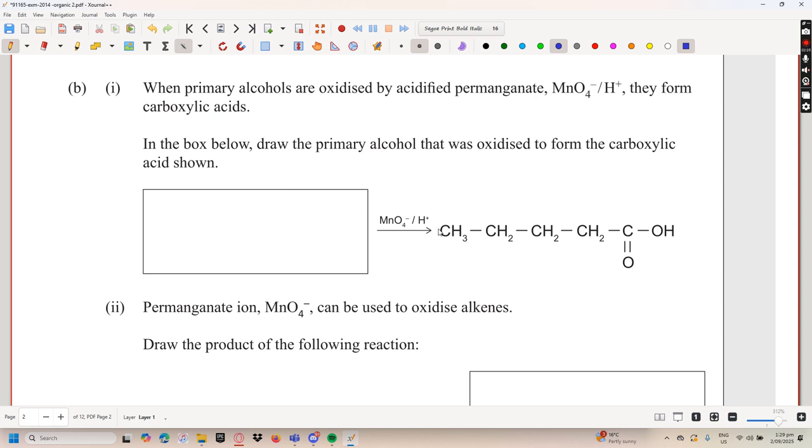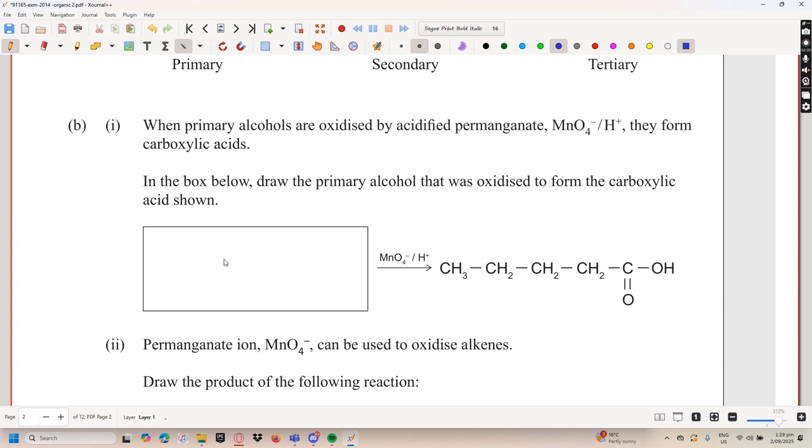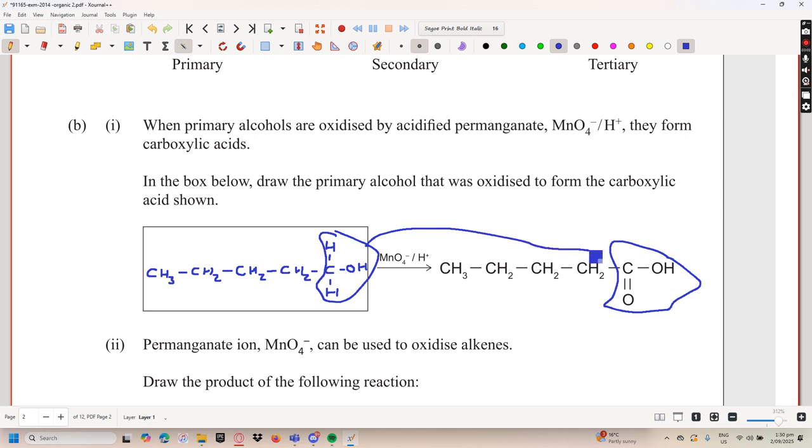But the idea here is the only thing that the permanganate does is it changes the end, changes the OH, but it doesn't change the rest of the molecule. So the rest of the molecule, happy as Larry, you draw it all in. Then this last C, where the OH is here, you just put the OH group. So when this guy gets oxidized by permanganate, it takes this end carbon and transforms it into this guy here. So this becomes this. That's what happens under oxidation.